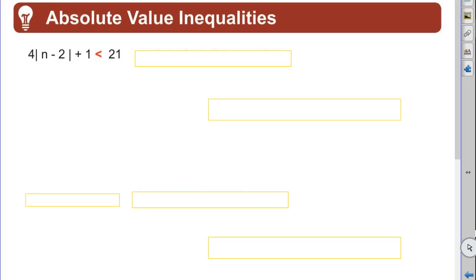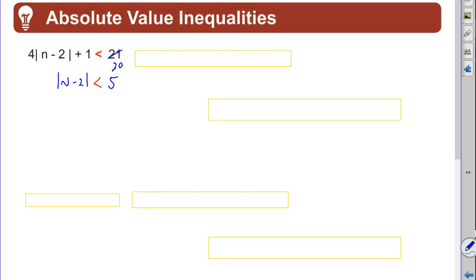All right, so let's do that. Or, I'm sorry, the absolute value. So let's isolate the absolute value. Let's go ahead and add a -1 to both sides. That'll be a 20. Let's divide both sides by 4, and therefore the right-hand side will be a 5. Okay? And so when we have the absolute value of n minus 2 is less than 5.